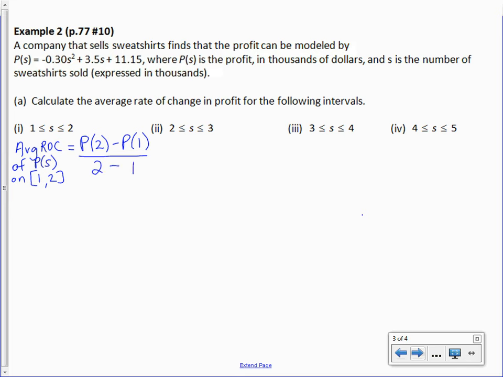That's me using F(B) minus F(A) all over B minus A, just changing the A and B to 0 and 1, and 1 and 2, and changing the function name to P, because that's what it is in this question.